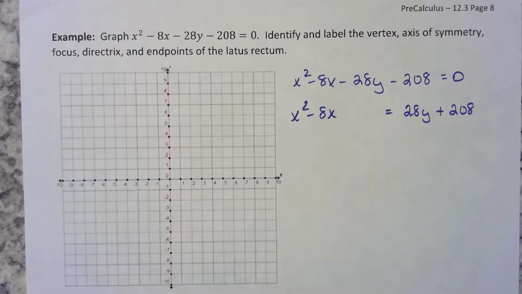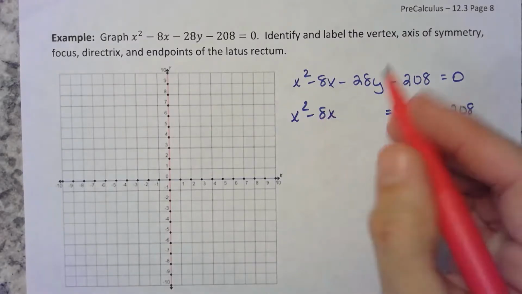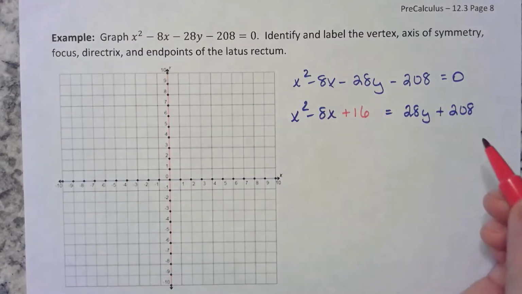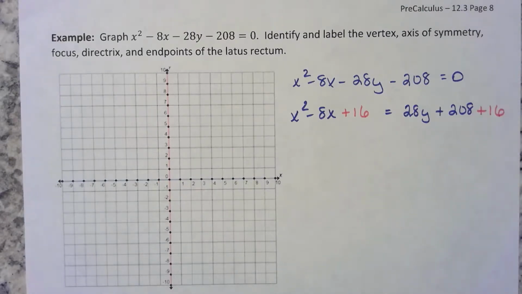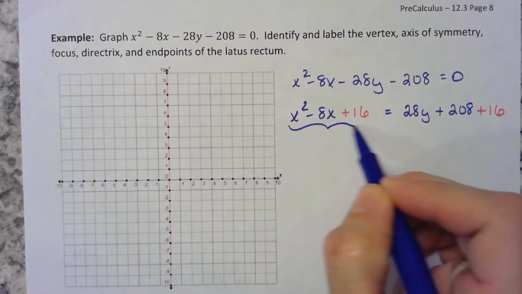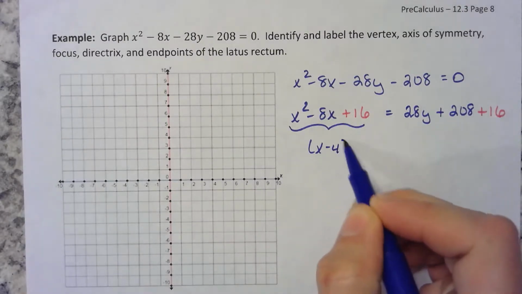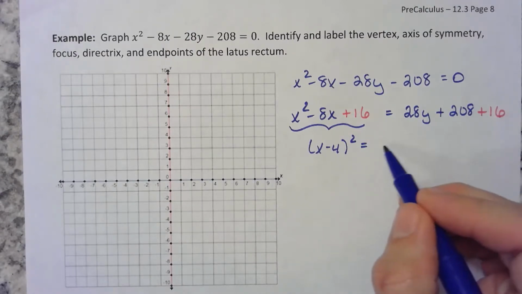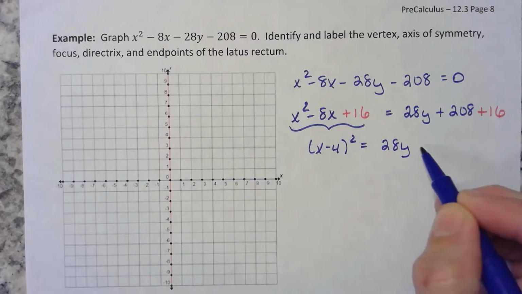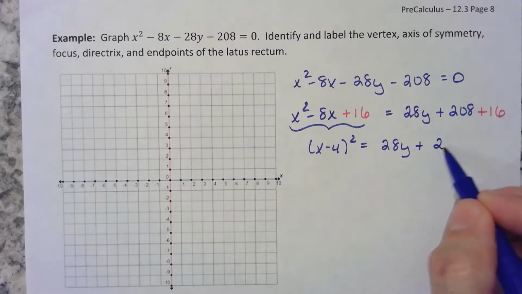Now we want to complete the square. To complete the square, we take half of b and square it. Half of 8 is 4, and 4 squared is 16. Whatever we do to this side, we have to do to this side. The left side will now factor into x minus 4 all squared. On the right hand side we end up with 28y plus 224.